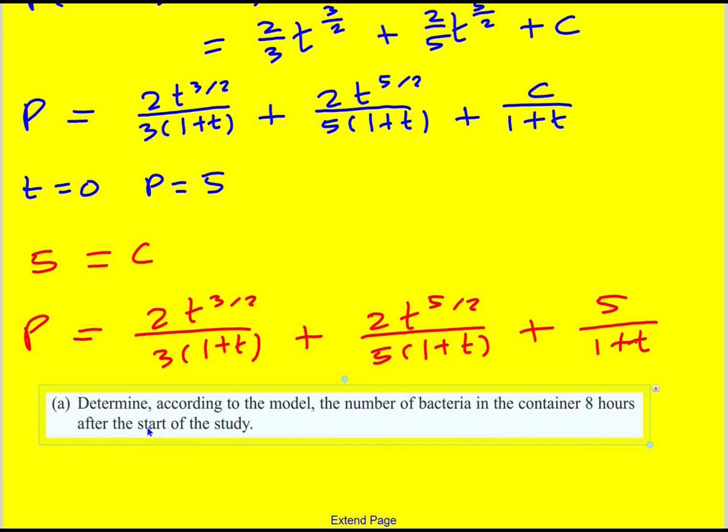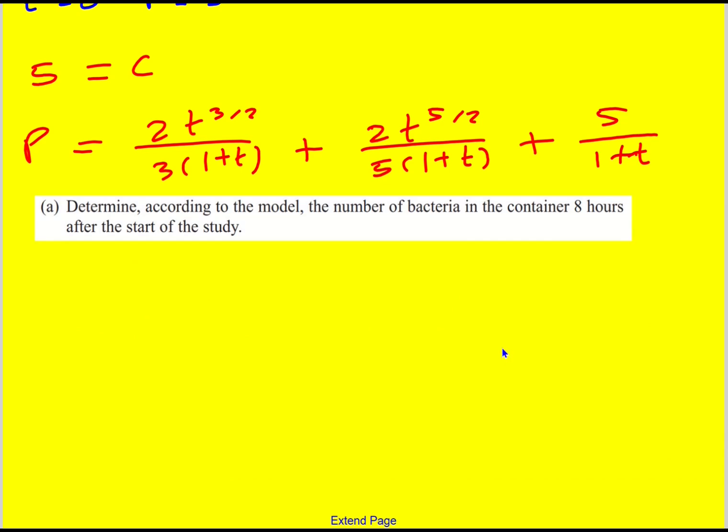Now we're not quite done because actually we're asked to find the number of bacteria in the container 8 hours after the start of the study. So t equals 8, substitute it in, then just do it really carefully. P ends up equaling 10.2769. Remember that we then need to write it in thousands. It's 10.2769 thousand bacteria. So 10,277 bacteria to the nearest whole number.